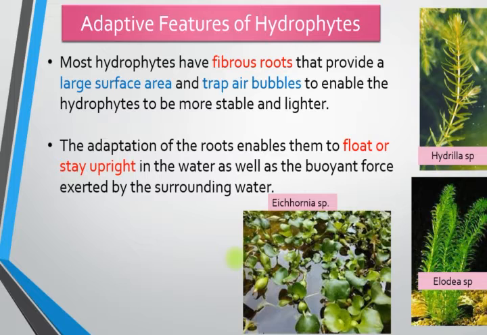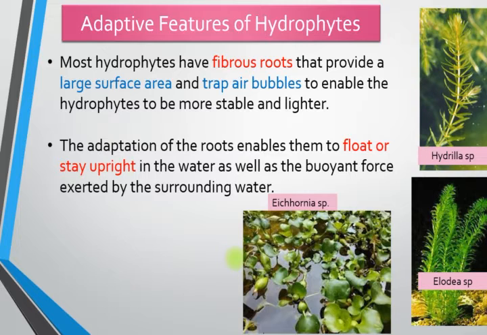First one is Mesophytes. Second one is Halophytes. What do you mean by halo? Halo refers to the salty condition, so the plant that lives in the salty area. Then the third one is Hydrophytes, and the fourth type is Xerophytes. In the previous video, we already discussed the adaptive features of Halophytes.